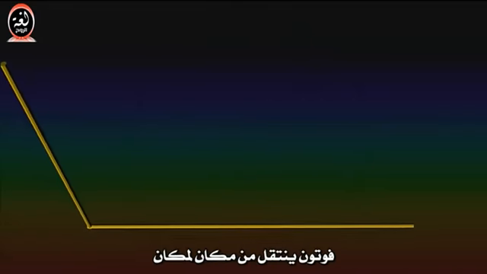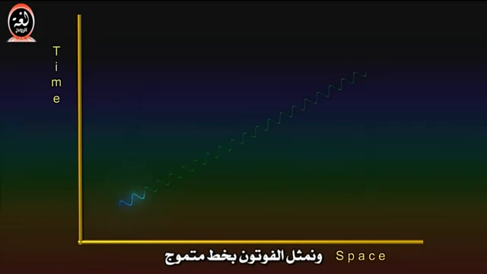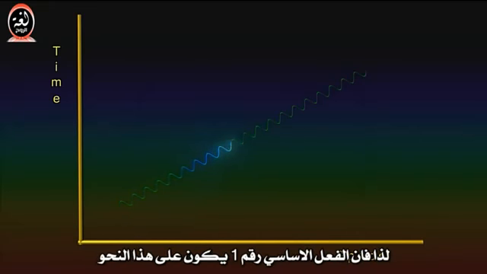Let's draw a diagram of one action. A photon goes from place to place. We put time on the vertical axis and space on the horizontal axis, and we will represent the photon by a wiggly line. So basic action 1 looks like this.